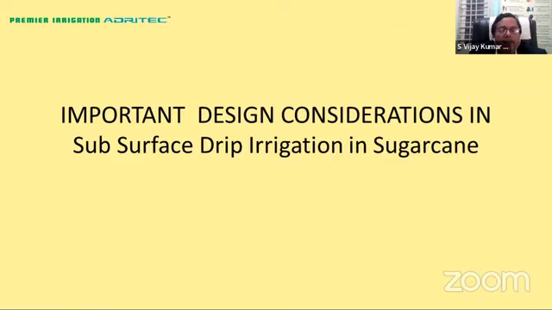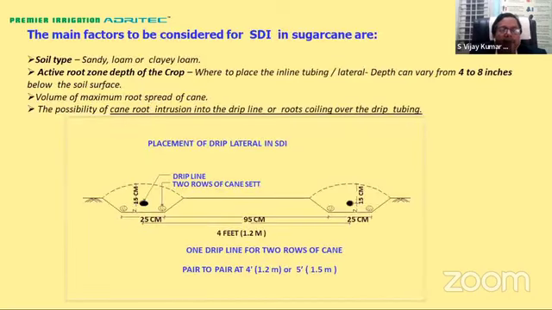Now let us look at the important design considerations when we are going for subsurface drip irrigation, particularly in sugarcane. The main factors to be considered are, first, what is the soil type? The soil type is typically sandy, loam or clay soil. We should understand that it has been proved to be very successful, particularly in sandy and sandy loam soils, and clay loam to a limited extent. And the active root zone depth of the crop is where we have to place the inline. That also is a very important thing.